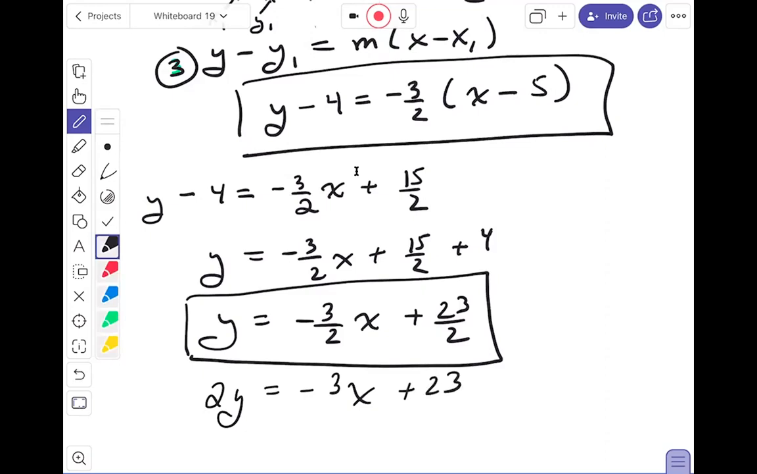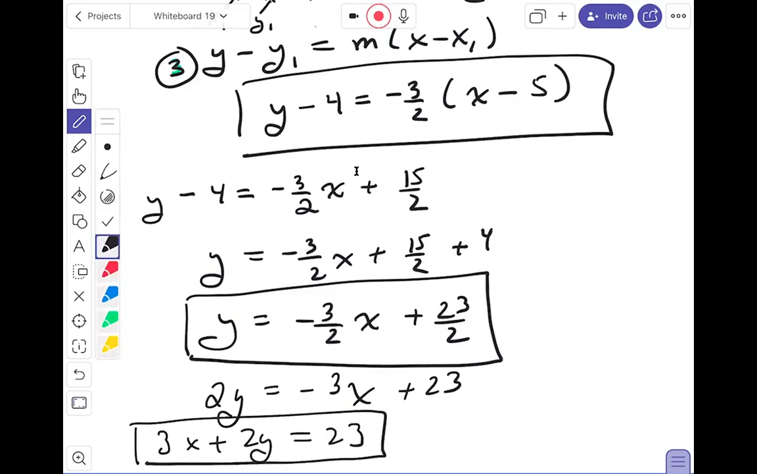Now I'm going to add 3x to both sides. What do you get? 3x plus 2y is equal to 23. All right, mistakes are going to happen, and that's so true. Let's take a look at the answer key, though. Do they have this answer down?